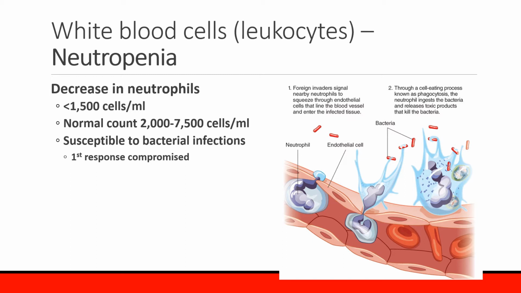So remember that neutrophils are involved in stopping bacterial infections. They are your first line of defense against bacterial infections. And so neutropenia develops when neutrophils drop to less than 1,500 cells per microliter, whereas the normal cell count is 2,000 to 7,500 cells per microliter. This leaves individuals susceptible to a bacterial infection, because your first response is compromised.